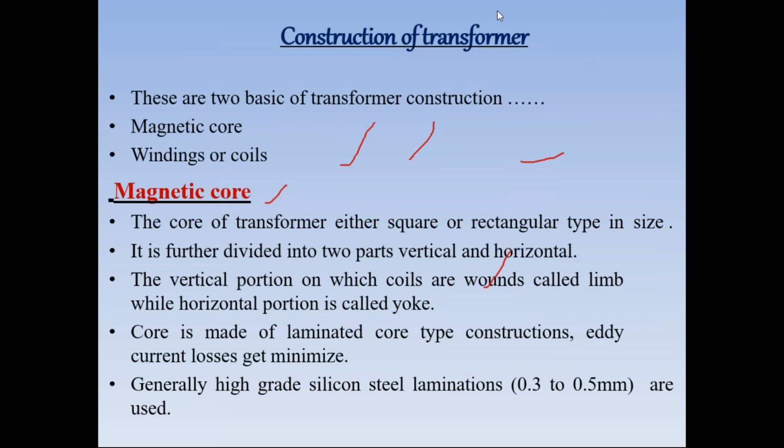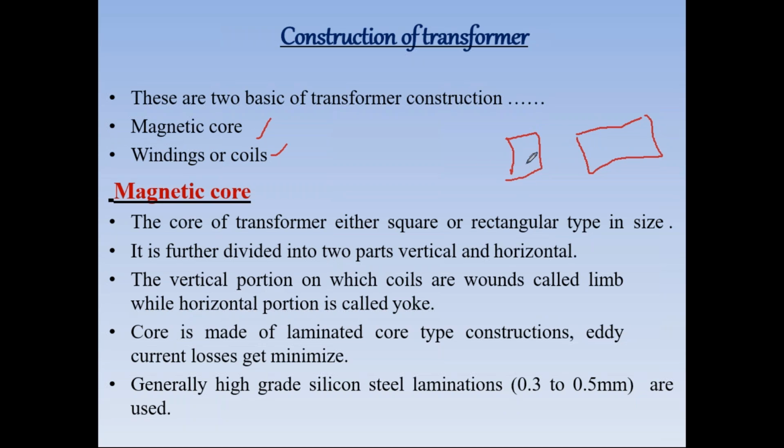We'll see what the two main basic parts of a transformer are. The first one is the magnetic core and the second is the windings, or coils. Now the magnetic core. The core of the transformer is either square or rectangular in size. Square means all four sides are equal, rectangle means two sides are equal and two sides are unequal. This is the difference between square and rectangle.